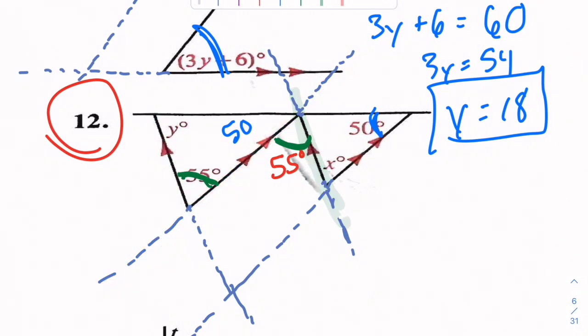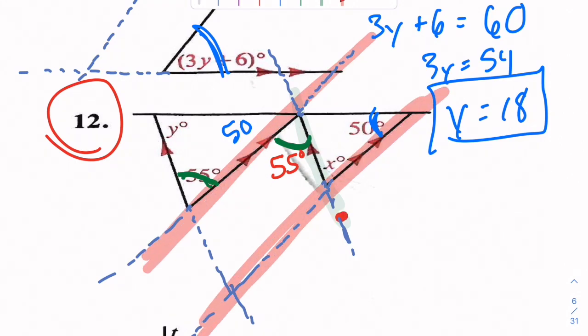Oh, that's a good problem. You can now compare these lines. Do you see that? Those are parallel. That's your transversal. So your x, just from that, your x equals 55. That's pretty cool.